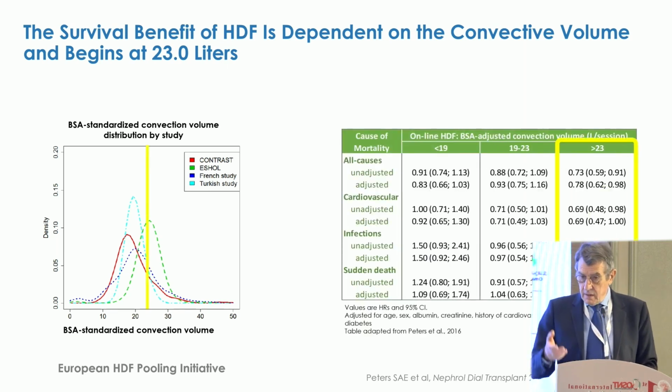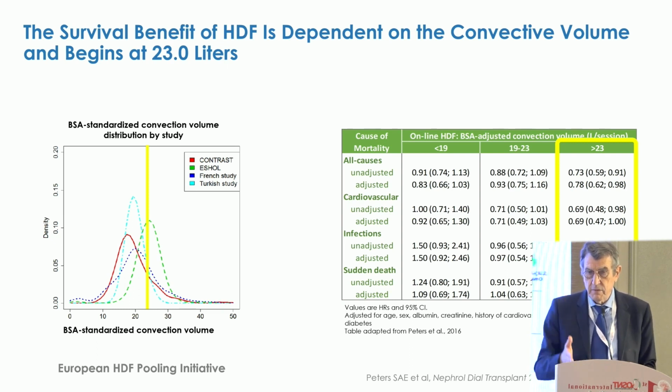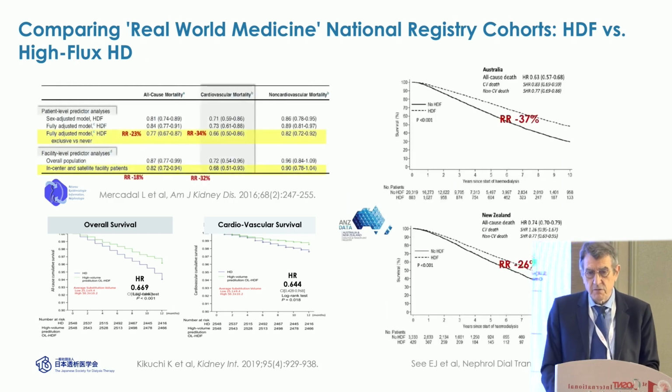Now, as I mentioned, the convective volume is very important. On the left side, you get the distribution curve for the 4 randomized studies, showing that you have some on the left side and some on the right side. And you see the yellow line is about 23 liters. This is the starting point to see beneficial effect on the patient, and this is reported on the table. If you look over 23 liters, then you get beneficial effect on all-cause mortality, cardiovascular, not on the infection and sudden death, but still convincing that the convective dose makes a tremendous difference.